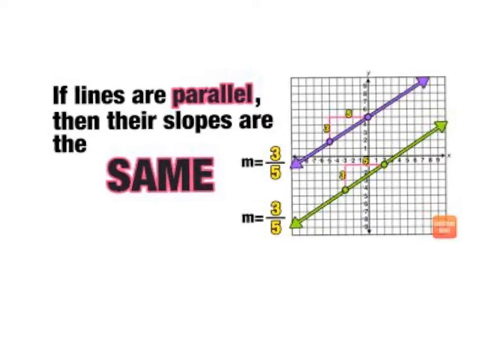Now, as I've already said, if lines are parallel, then they have the exact same slope. So in the equation y equals mx plus b, your m, or your slope, is exactly the same. This purple line has a slope of 3/5, a rise of 3 and a run of 5, and so does this green line. They're just going to have different y-intercepts. So same slope, different intercepts.